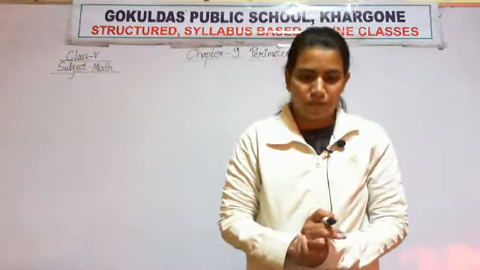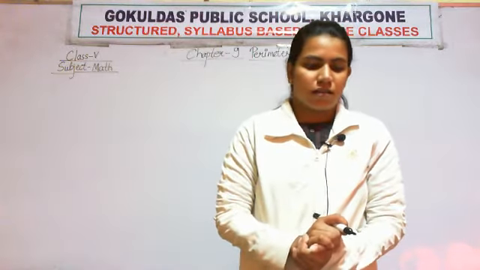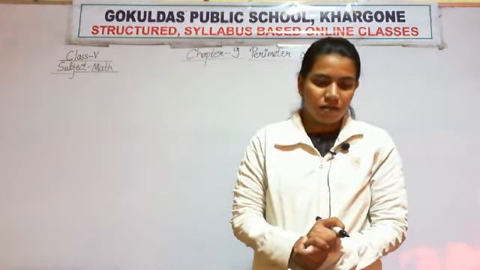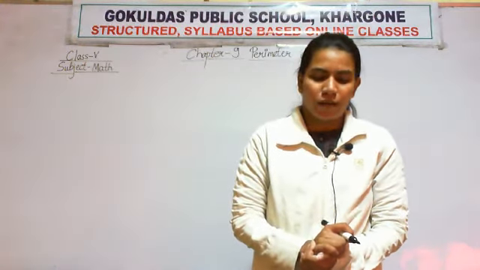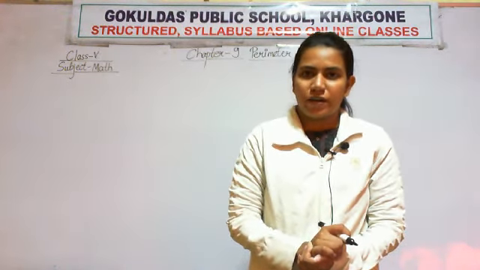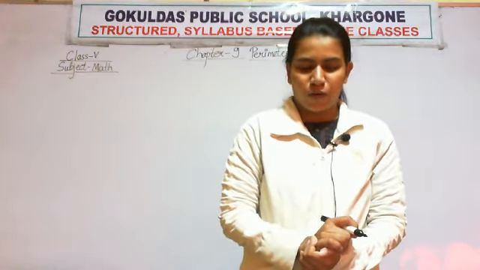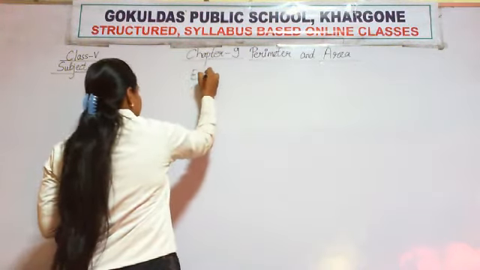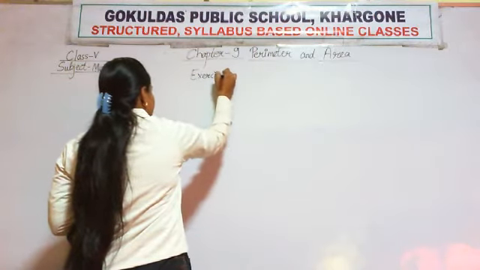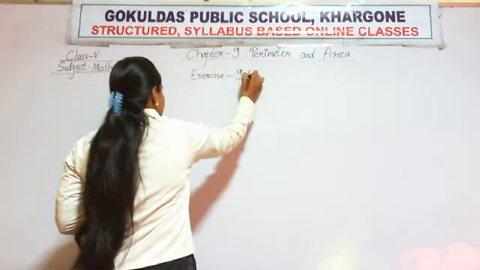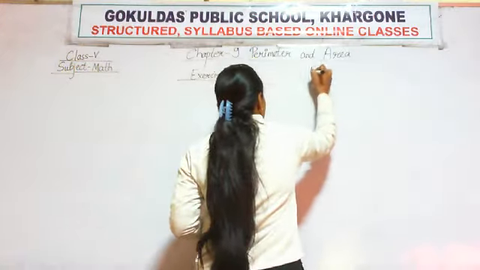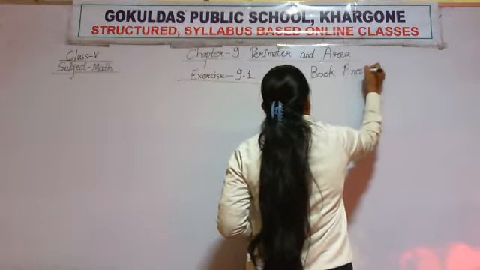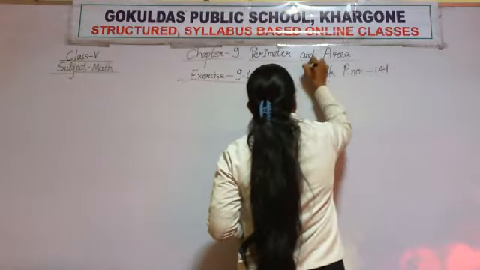Dear students, welcome back to the maths class. As we are studying chapter 9, perimeter and area, open book page number 141, exercise 9.1. Book page number is 141.